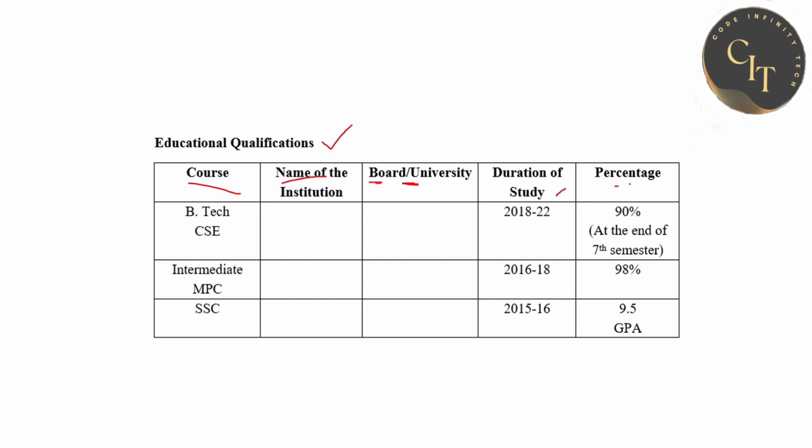It's always good to first mention your BTech and then your intermediate and then your 10th class details. Mention your branch in BTech, then your group in intermediate, and then SSC, and also mention the name of the institution: your BTech college, your intermediate college and then your school name also. And in the third column mention the board name, like if you are from AP, Board of Intermediate Education AP. Like that you have to mention the board or university, and the duration of study, in which year you have studied.